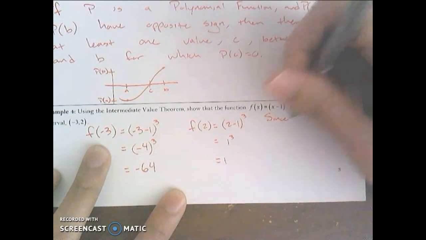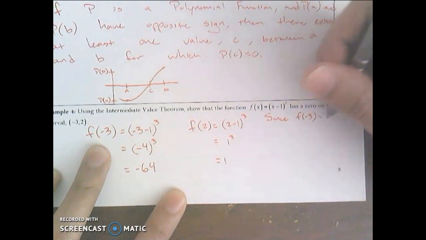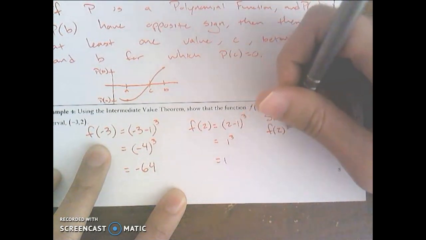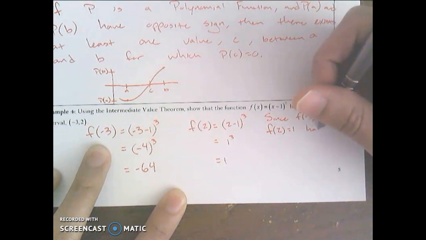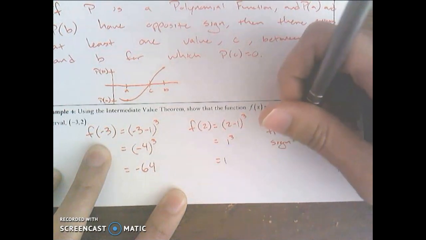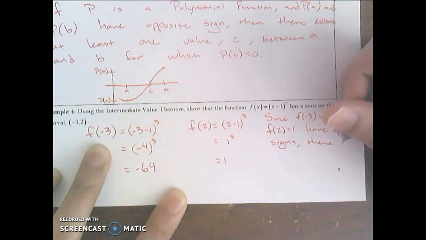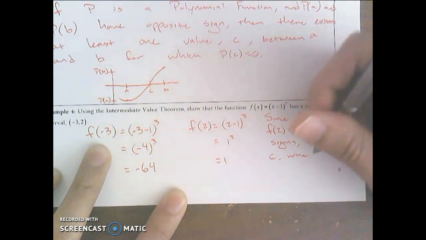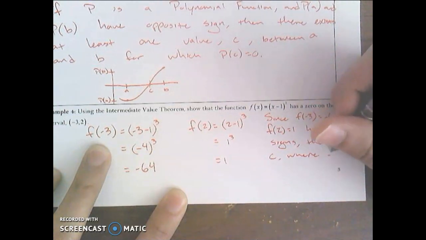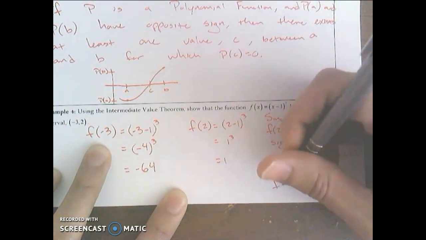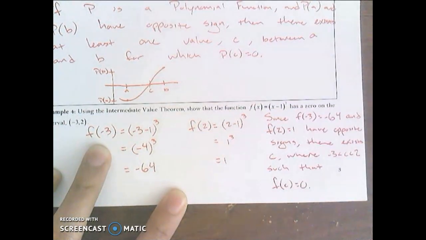So we can say that since f of negative 3 is equal to negative 64, and f of 2 is equal to 1, since these have opposite signs, there exists a c. So some point c, where c is between negative 3 and 2. So negative 3 is less than c is less than 2, such that f of c equals 0. So that's the intermediate value theorem.